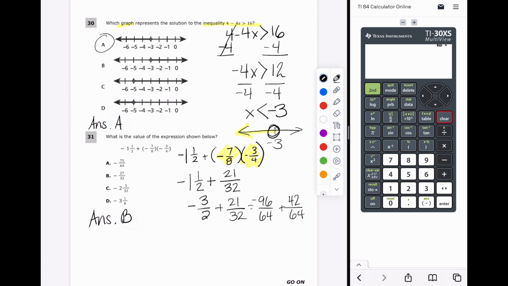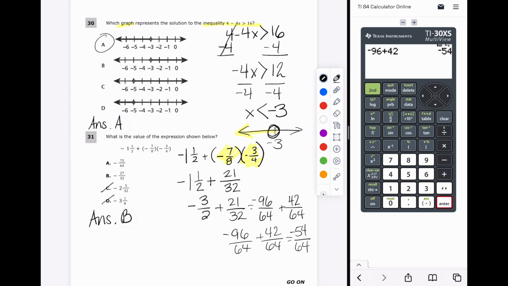Positive 42. Okay? So, negative 96 over 64. We're doing this on our own. We don't need Siri. Plus positive 42 over 64. I know my denominator is going to be 64. In case you need it, use your calculator just in case. Negative 96 plus 42 is negative 54. All right. So it's definitely a fractional one.